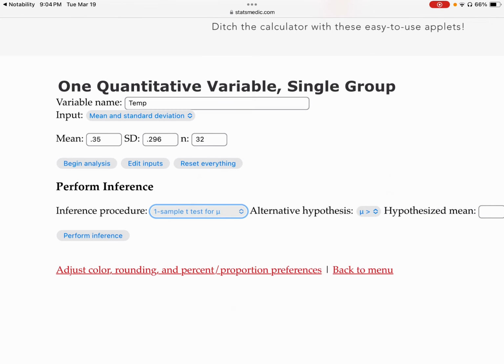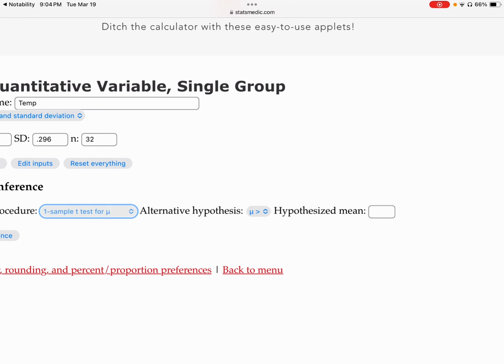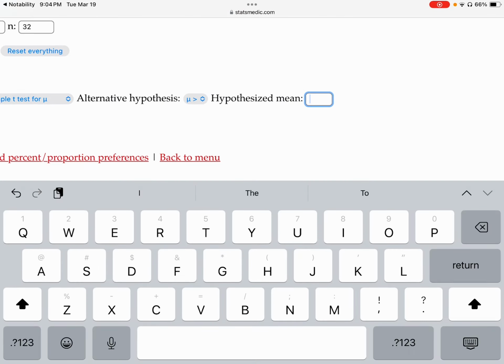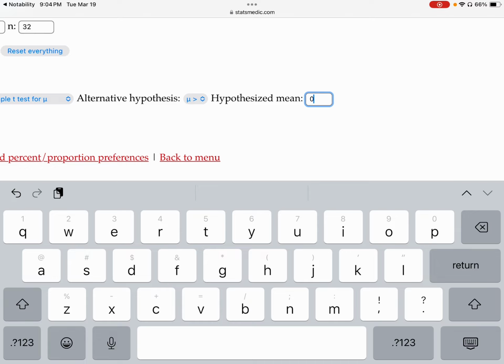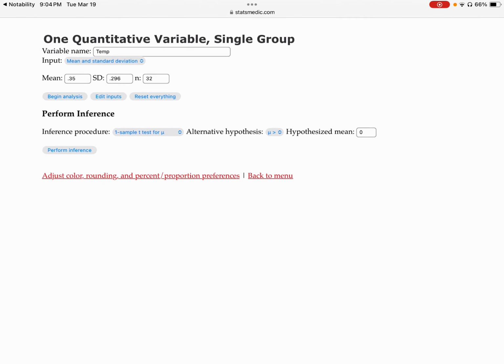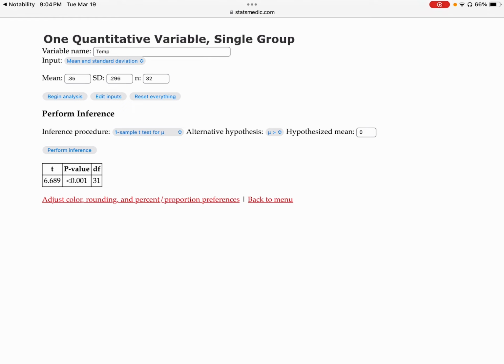One sample t-test. It's not two sample because they're paired up. And then it says the alternative hypothesis is greater than, okay? And the hypothesized mean, in other words, what is the null? It is that there's a mean of 0, that there is no change in temperature. And then you perform it. It gives you your t-value, pretty big. That's 6.6 standard deviations, and the p-value is very low, and the degrees of freedom is 31.